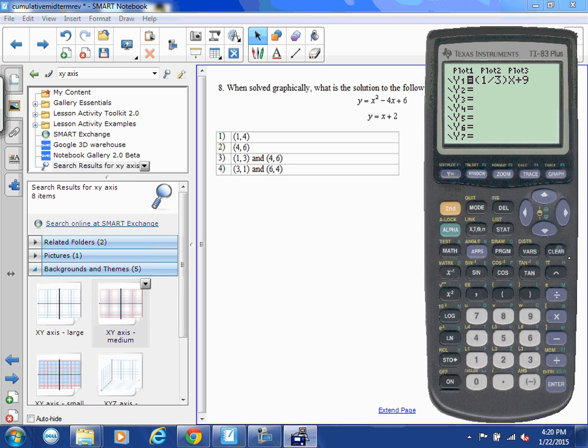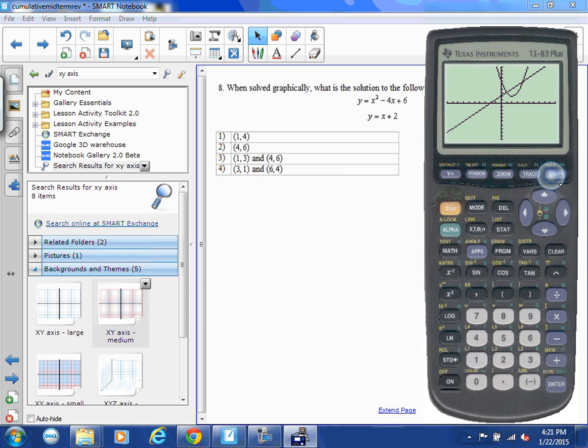Y equals x squared minus 4x plus 6, and we have x plus 2. We can take graphs to take a look at it. The solutions are where the graphs intersect. The graphs intersect here and here. What are the coordinates of those points? Well, looking at the answers, it's pretty obvious to see this is 1, 3, this is 4, 6.